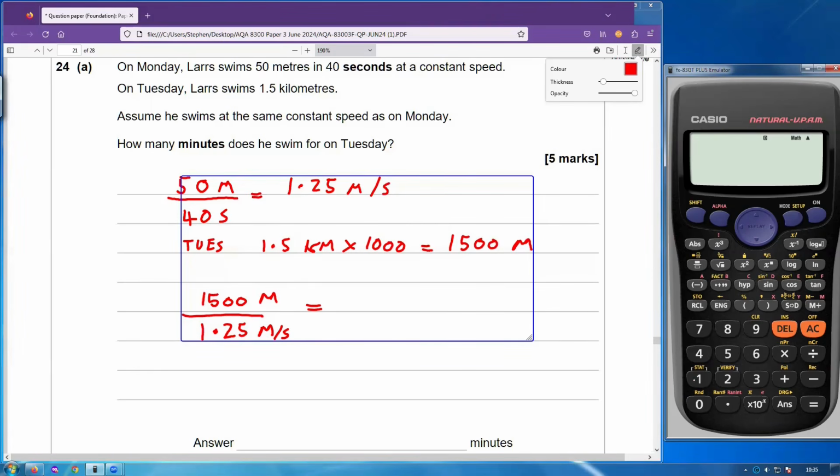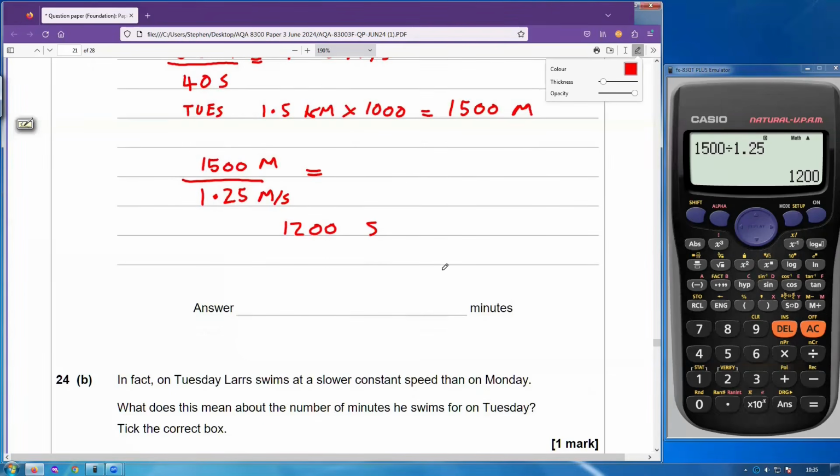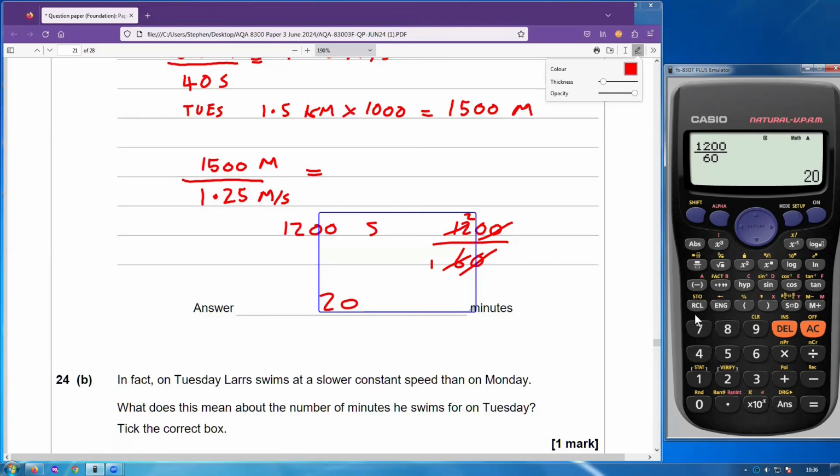So we're going to go 1,500 divided by 1.25, 1,200. So it's 1,200 seconds. Now they want the answer in minutes. So let's put the answer in minutes. How do we change seconds to minutes? We divide by 60. 6 is into 12. Well, 6 goes into 6 once, 6 goes into 12 twice. Oops, 20 minutes. But you can use the calculator, of course.